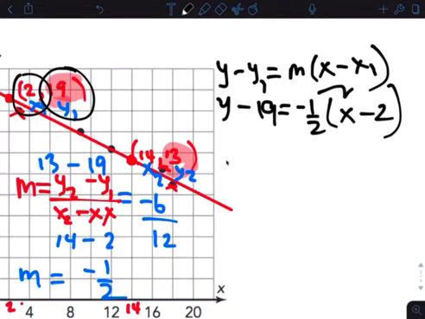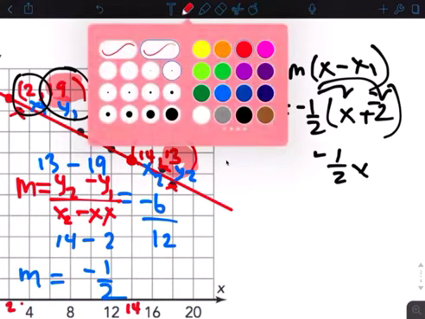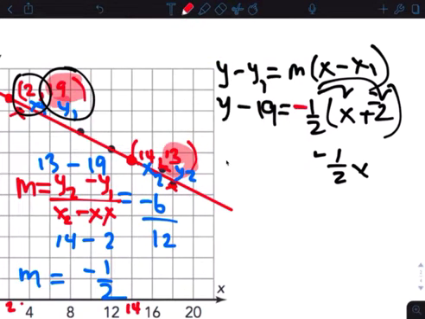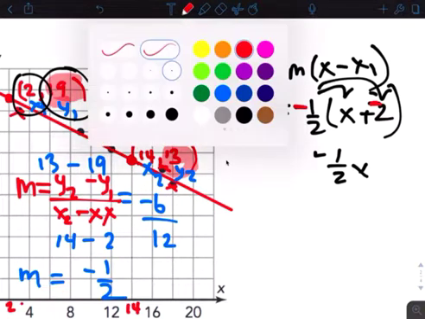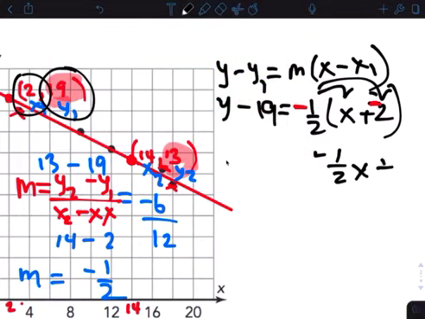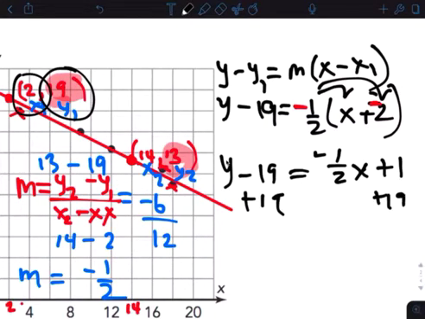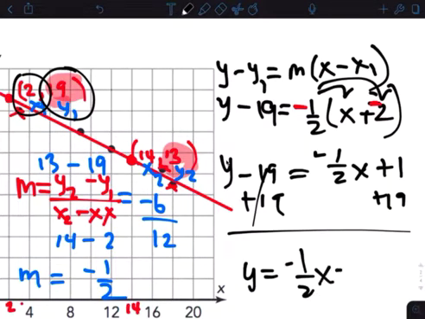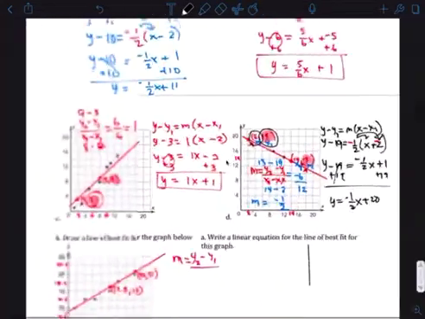Distribute negative 1/2 to x and to negative 2. When you multiply a negative and a negative, it makes a positive. 1/2 times 2 is 2 over 2, which is 1. So y minus 19, add 19. Y equals negative 1/2 x plus 20. Okay.